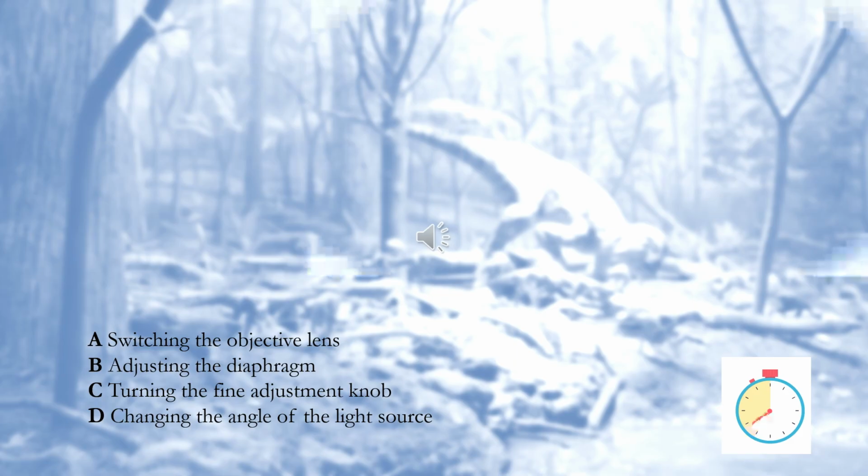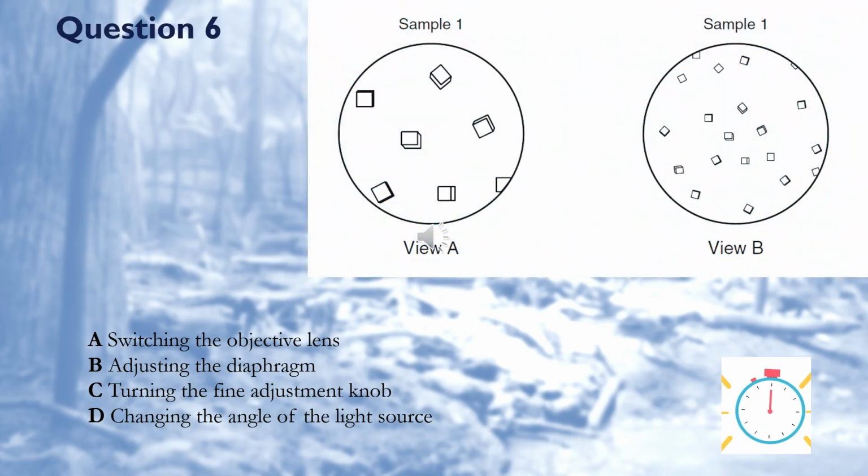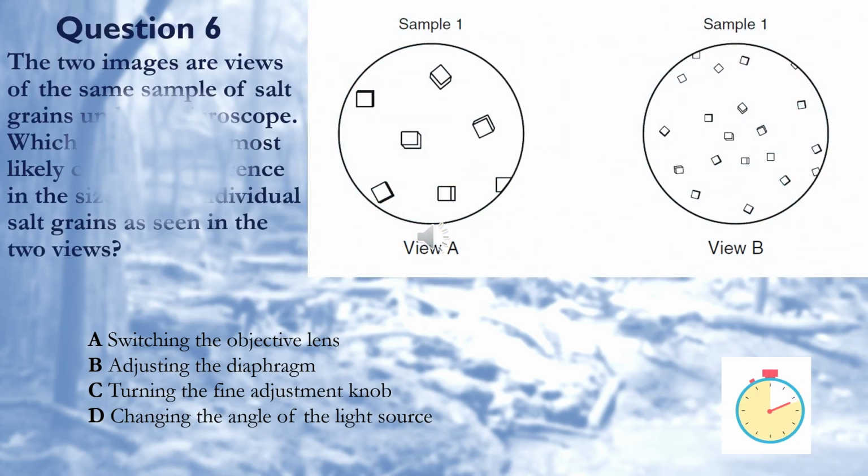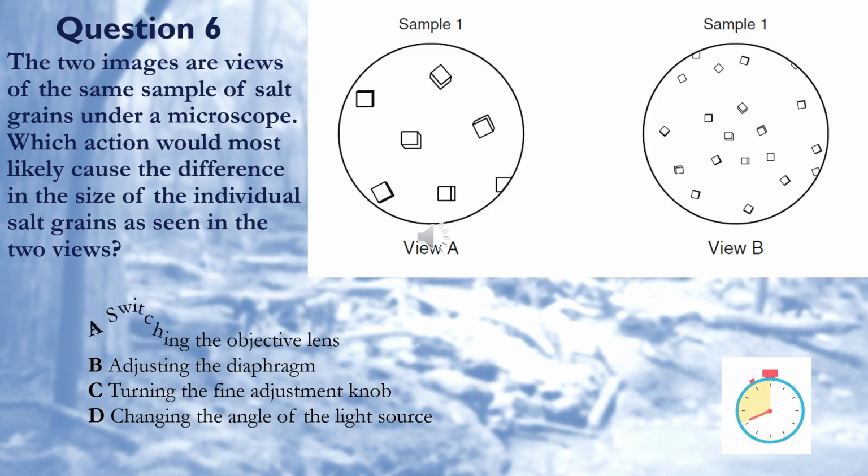The two images above are views of the same sample of salt grains under a microscope. Which action would most likely cause the difference in the size of the individual salt grains as seen in the two views? A. Switching the objective lens. B. Adjusting the diaphragm. C. Turning the fine adjustment knob. Or D. Changing the angle of the light source.